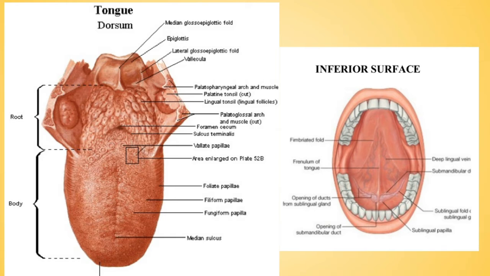Now next is the small posterior most part. This part of the tongue is connected to the epiglottis by three folds of mucous membrane. These are the median glossoepiglottic fold and the right and left lateral glossoepiglottic folds. On either side of the median fold, there is a depression known as the vallecula. The lateral folds separate the vallecula from the piriform fossa.